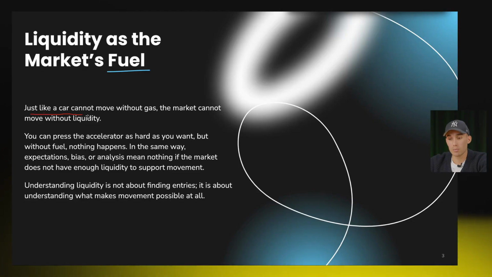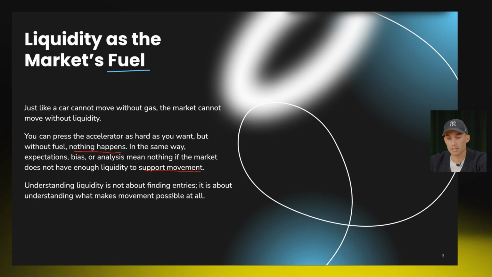Just like a car cannot move without gas, the market cannot move without liquidity. So great analogy there. Very simple, very straightforward, right? The market cannot move without liquidity. That's just how we use it. Again, it's a theory, but how we use it. You can press the accelerator as hard as you want, but without fuel, nothing happens. In the same way, expectations, bias, or analysis mean nothing if the market does not have enough liquidity to support the movement. Understanding liquidity is not about finding entries, it is about understanding what makes movement possible at all.